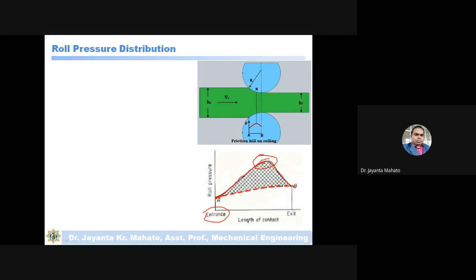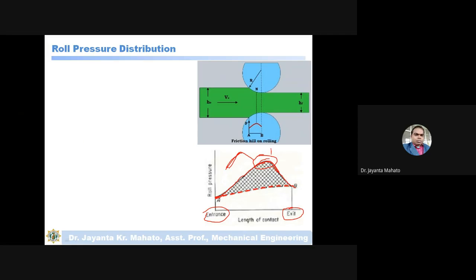Means this is actually curvature, not a peak value and then a sudden drop. This is actually curvature. So the rolling pressure increases from the entrance point to the neutral point. This is the neutral point.